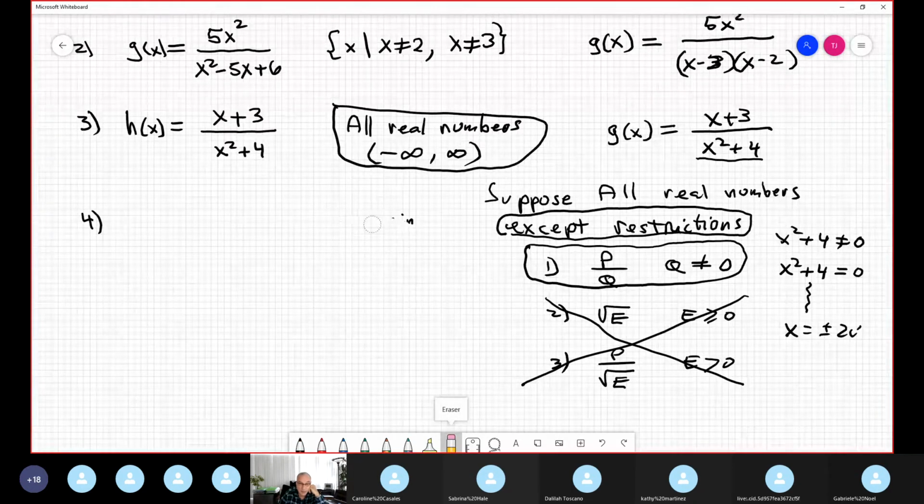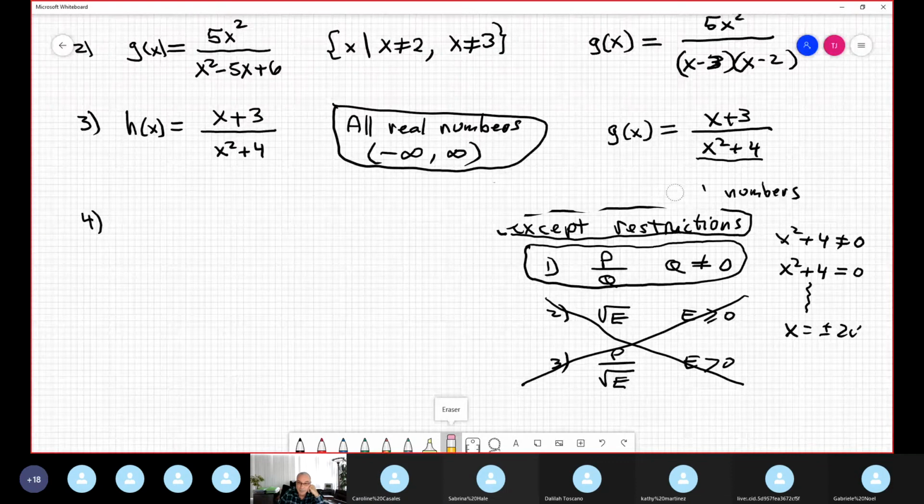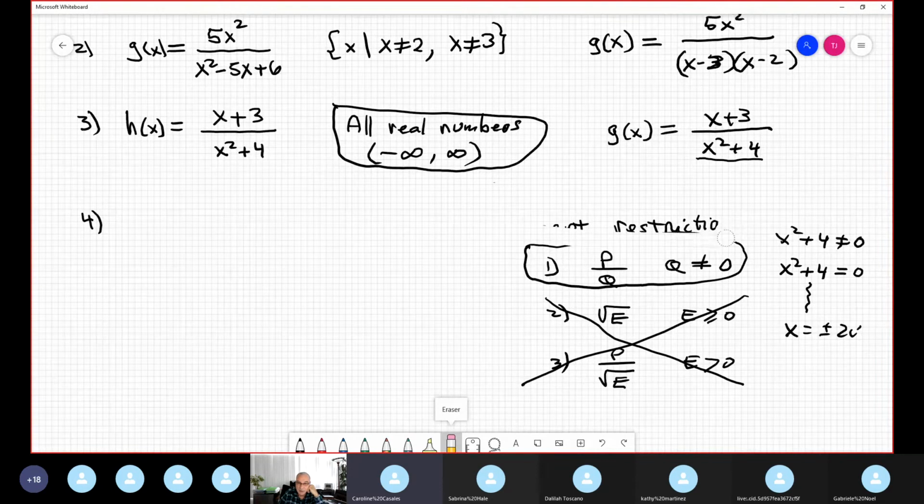I'm a little bit confused. The whole point is that it can equal 0, so how do you find the restriction? What type of math do you have to do to be able to find that?